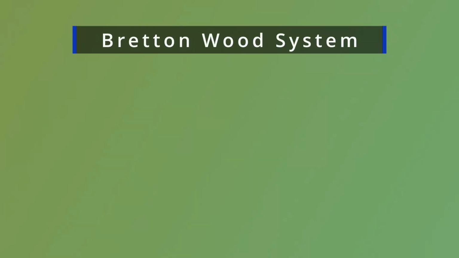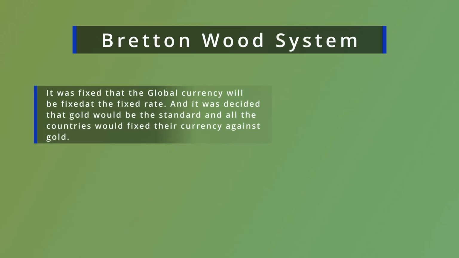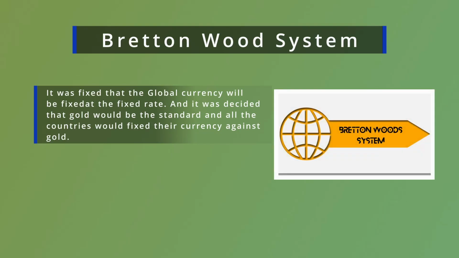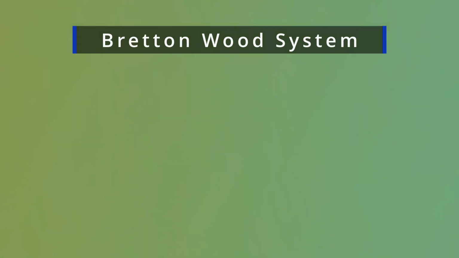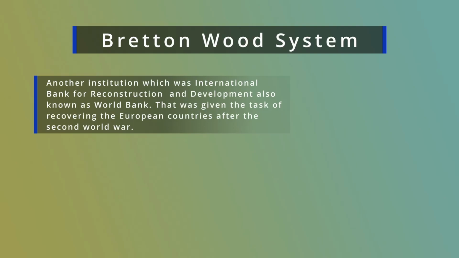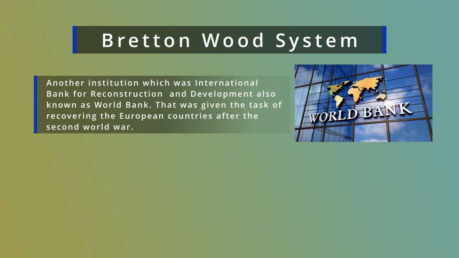Now I will discuss the Bretton Woods system. Under this system, it was decided that currencies would be fixed at a fixed rate, gold would be the standard and all the countries would fix their currency against gold, and international trade would be free, and all these aspects would be monitored by the International Monetary Fund or IMF. And another institution, the International Bank for Reconstruction and Development, also known as World Bank, was given the task of recovering the European countries after the Second World War.